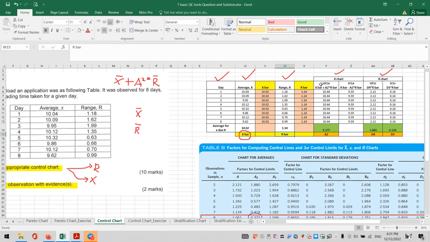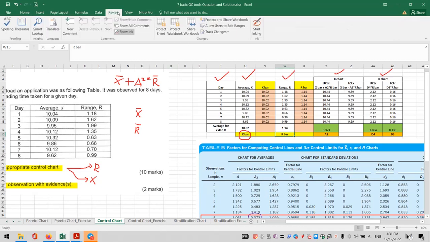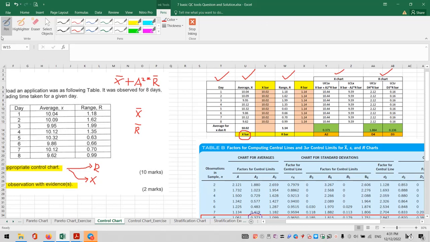Okay, to calculate the upper control limit, you need to use this formula. So, this formula you need to memorize. X bar plus A2 times R bar. And for the lower control limit, so here is for UCL.